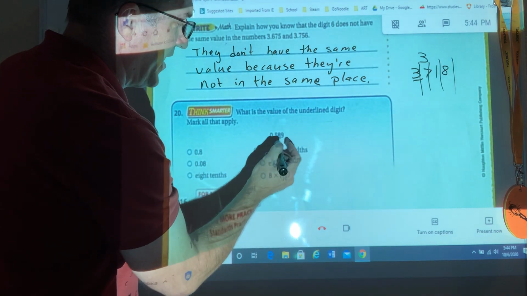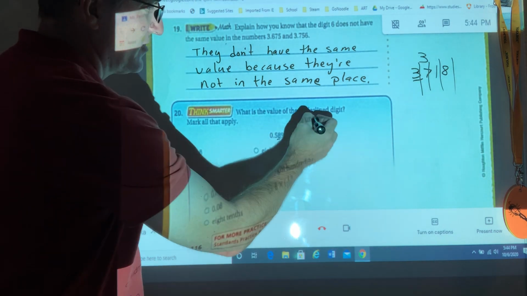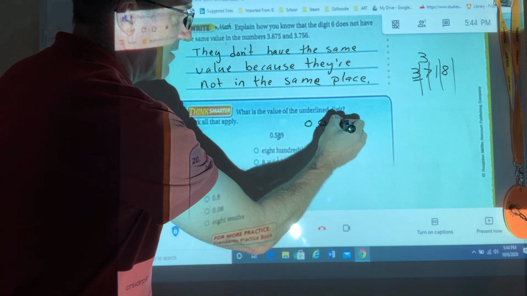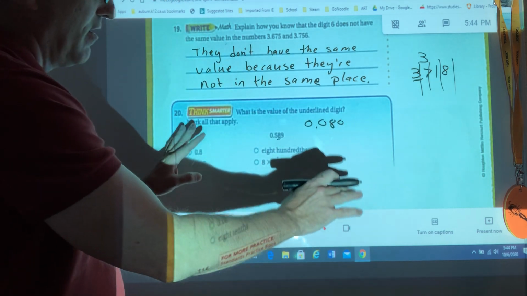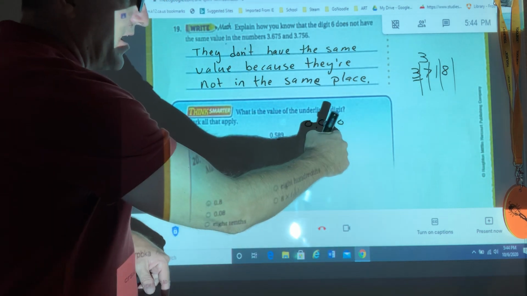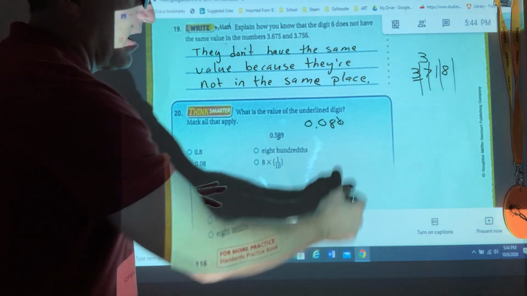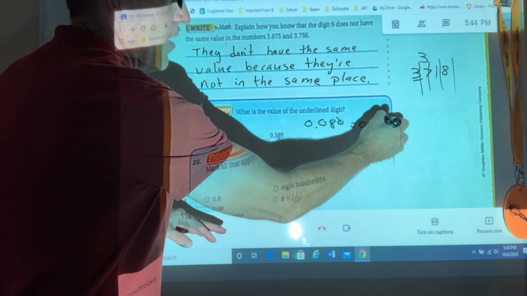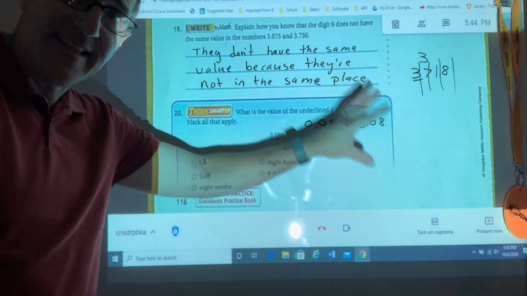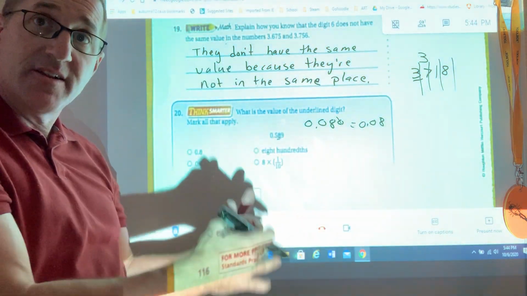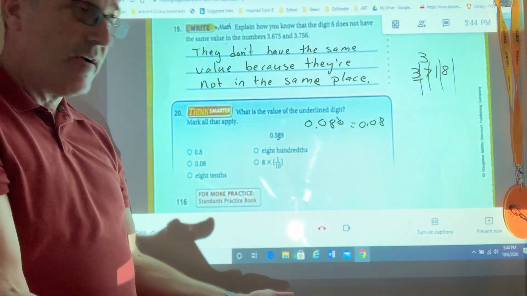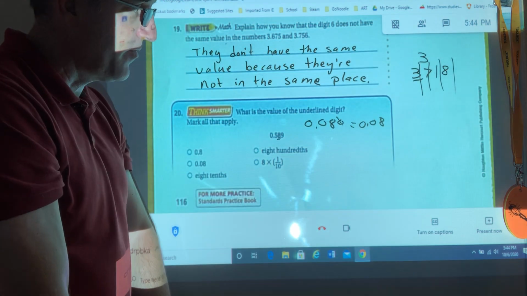Okay. All right. Value of the underlying digit. So I would take this out of here. What's the value of that? So I'm going to write it 0.080. I'm just going to take all the other numbers out. Okay. Now, what can I do with the 0? I can definitely cross that off, right? Which also equals 0.08. So I'm going to take these numbers out and I'm going to write them down. It's a strategy that I have, right? I want to just see it by itself.